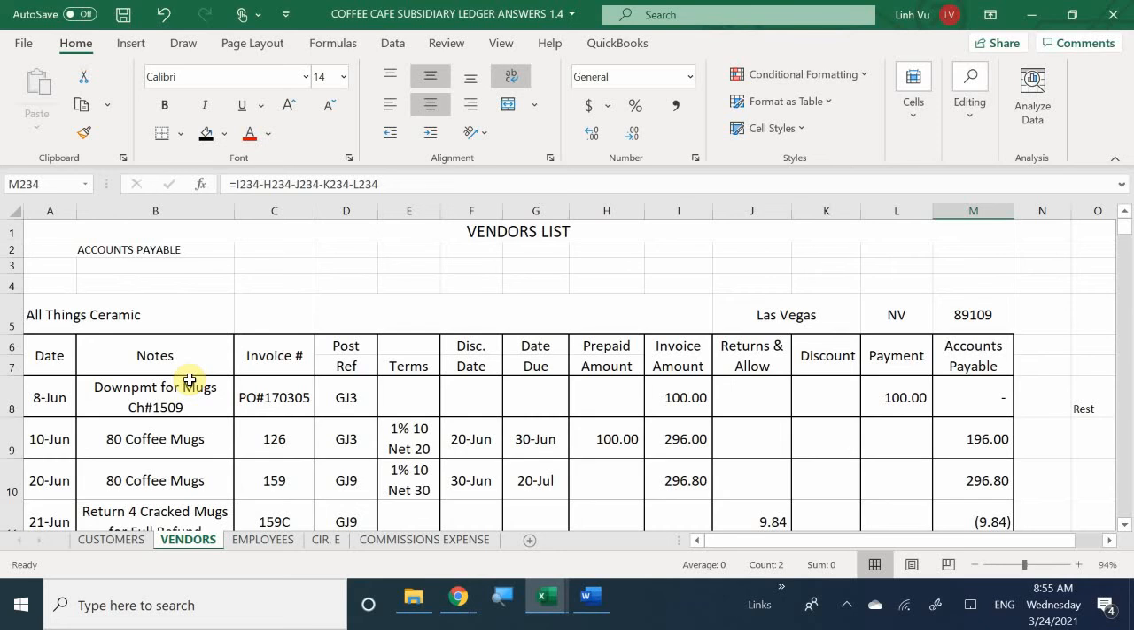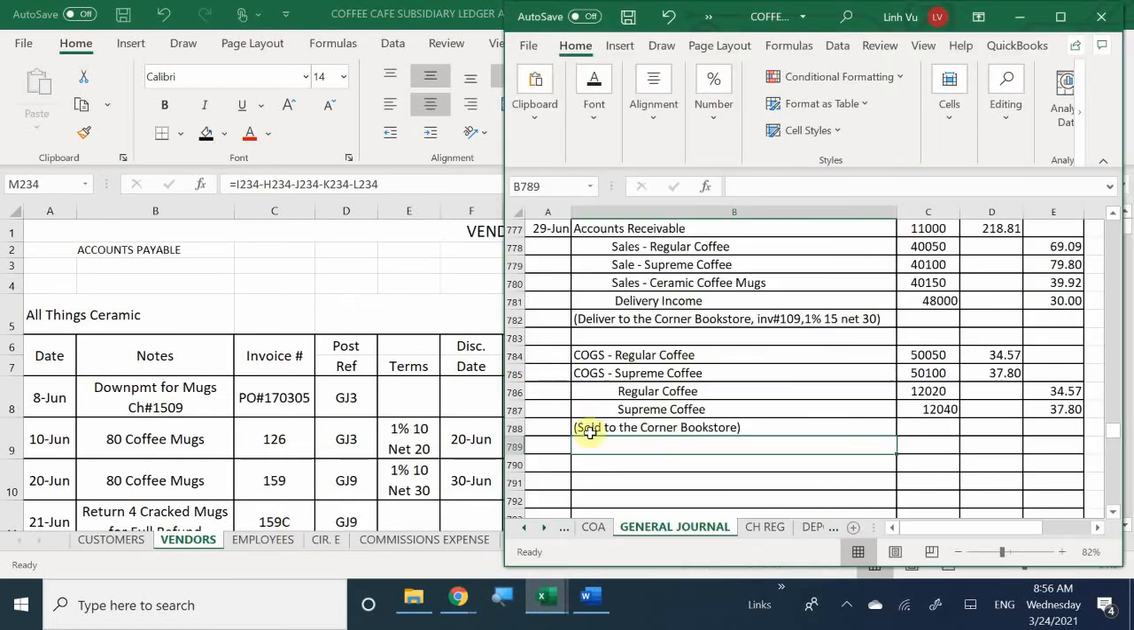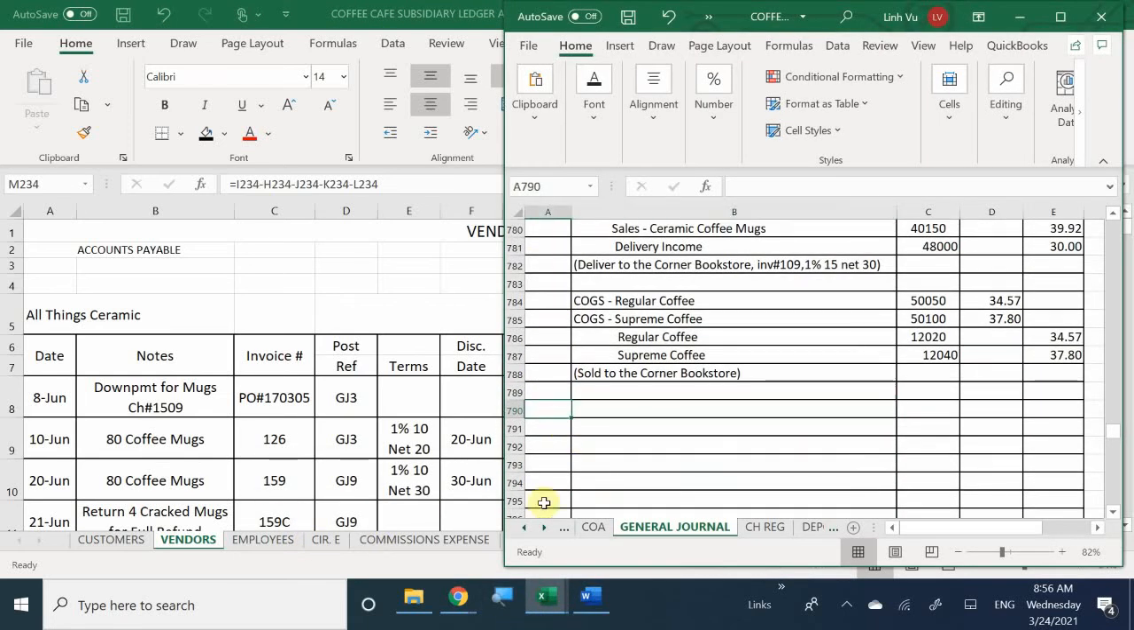Let's take a look at what we bought. We bought 80 coffee mugs. Did we make any changes to them? We had a down payment. It was a prepaid amount. Good. So what is my total amount that I actually owe? 196. 196. So let's go ahead and journalize this. So now it's 629.